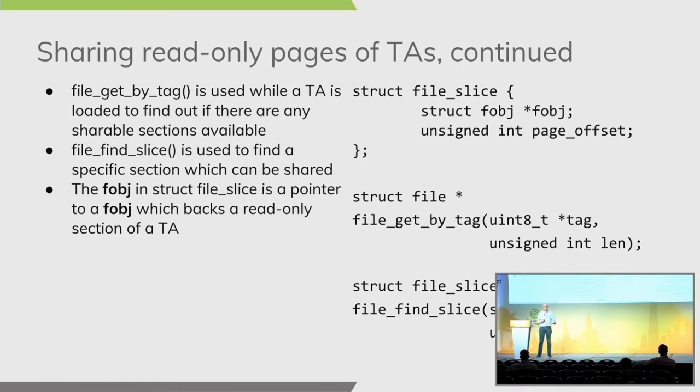So when the second TA is loaded, whenever a TA is loaded, it tries to find out if any part of this TA might be available as shared memory. So you first do a file find slice with the tag as argument, and if you get a valid pointer, you know that there's at least some parts which are already available as shared memory. And then for each section of the TA which you need to map, you can use file find slice in order to find out if that part happens to be a shared memory part. There will be some gaps which will have to be allocated again, but that's the read-write parts of the TA.